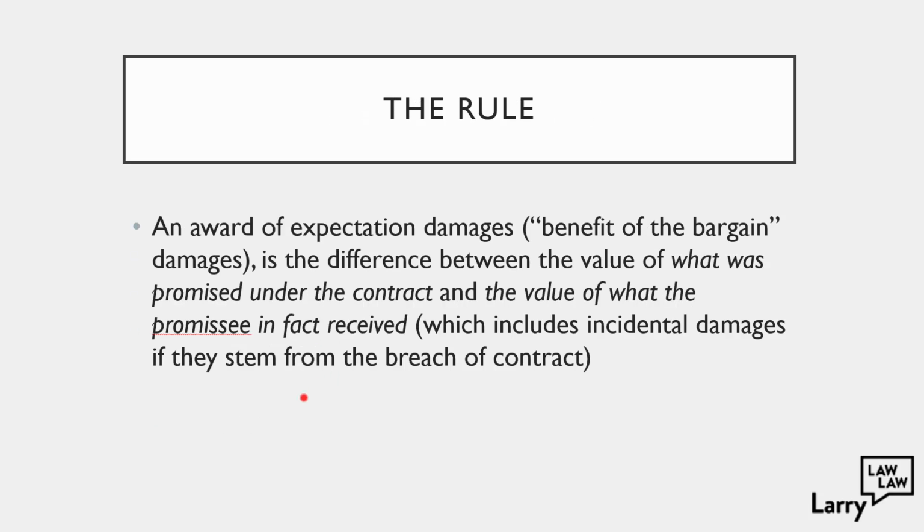Now, the rule. An award of expectation damages, this is what you're supposed to get out of Hawkins versus McGee. An award of expectation damages, that is a benefit of the bargain theory of damages, is the difference between the value of what was promised under the contract and the value of what the promisee in fact actually received, which also includes incidental damages if, this is the big thing, if they stem from the breach of contract.